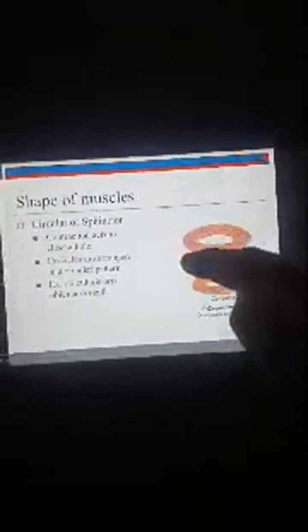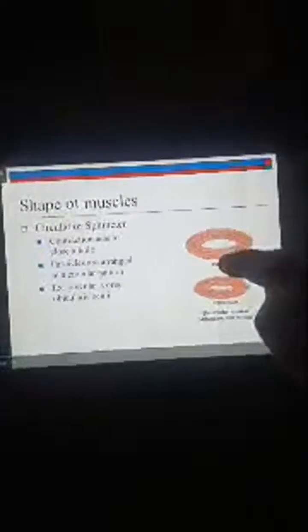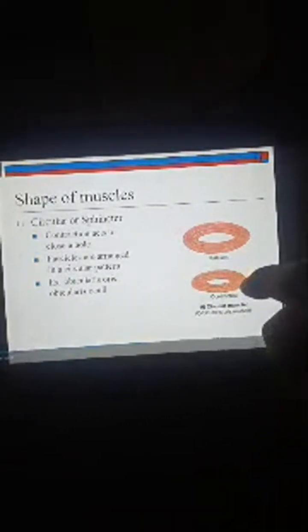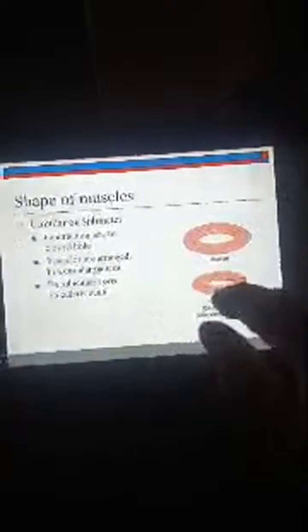So sphincter muscle doesn't only mean like for the rectum. There's a sphincter muscle around your eye, and there's also a sphincter muscle around your mouth. So that sphincter muscle opens and closes your mouth, and the sphincter muscle also opens and closes your eye. The sphincter muscle around your eye is called the orbicularis oculi, and the one around your mouth is called the orbicularis oris.